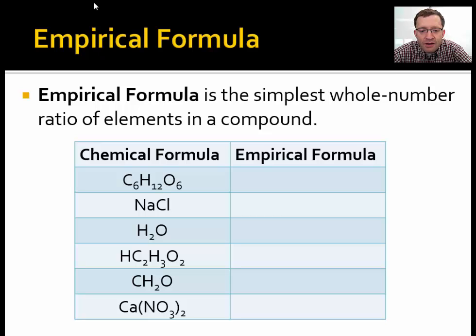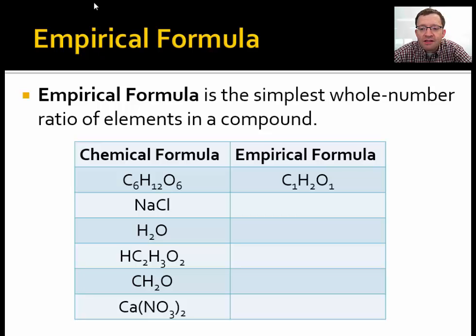The first one you see there is the formula for glucose or dextrose sugar, and C6H12O6 is a very familiar compound. Well, you can look at those subscripts 6, 12, and 6, and you can tell you can be reducing those by dividing them all by 2 or 3 or even by 6. So if you divide them by 6, you'll get them to their simplest whole number ratio, and that would give you the empirical formula, C1H2O1.